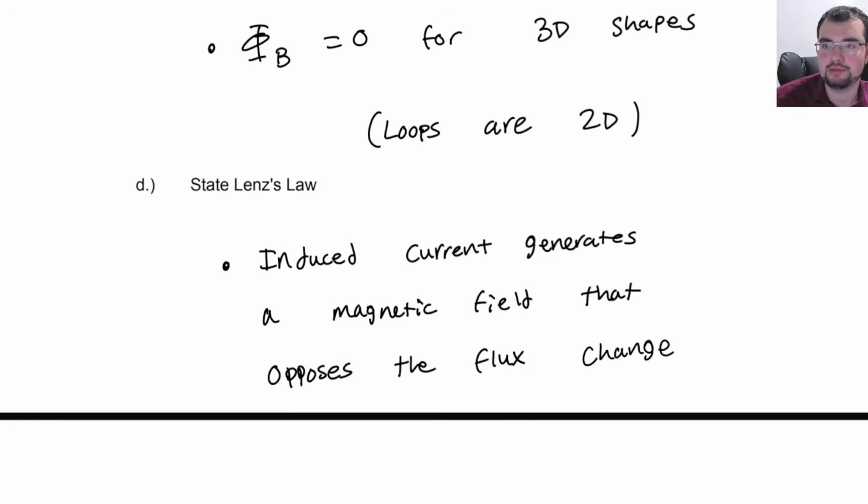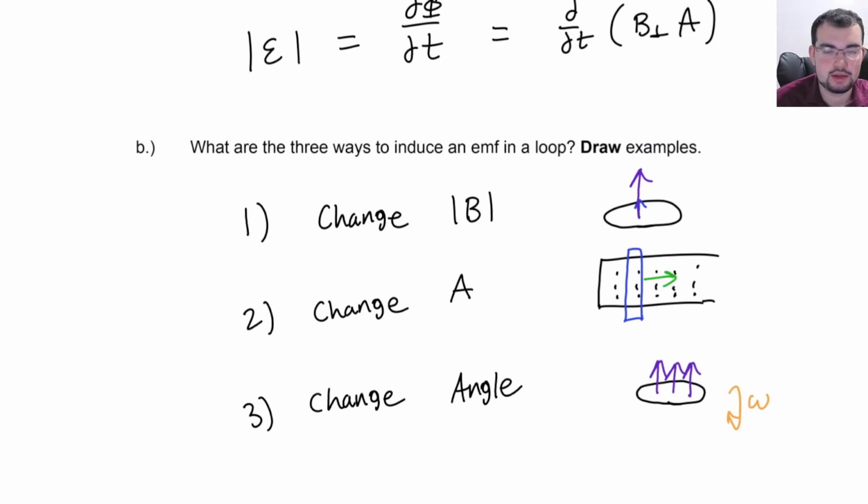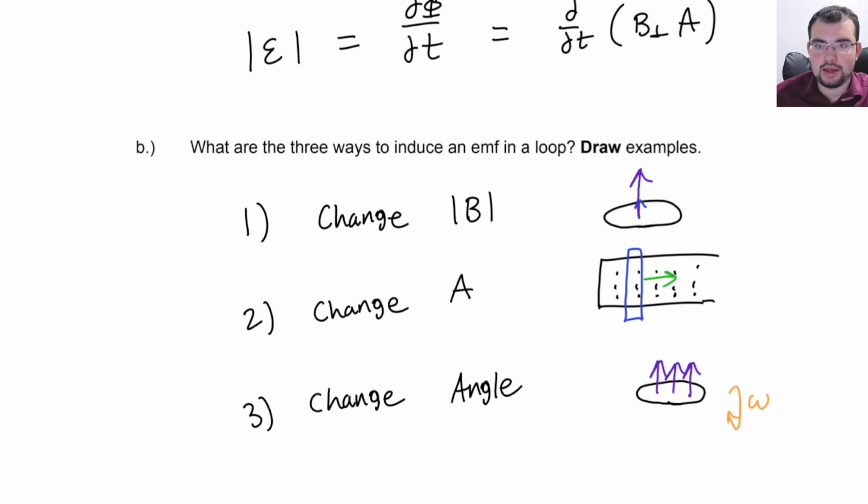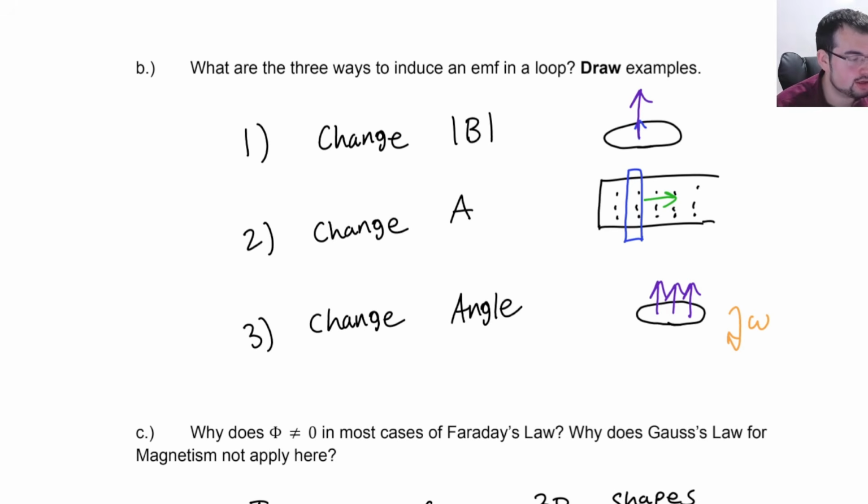So for example, in the first example, you're getting out of the page, out of the page, out of the page, more, more, more. So you need to generate a B field that does this, which would be clockwise. In the bar on rails, you're getting more out of the page, more out of the page. So I would need an into-the-page B field.